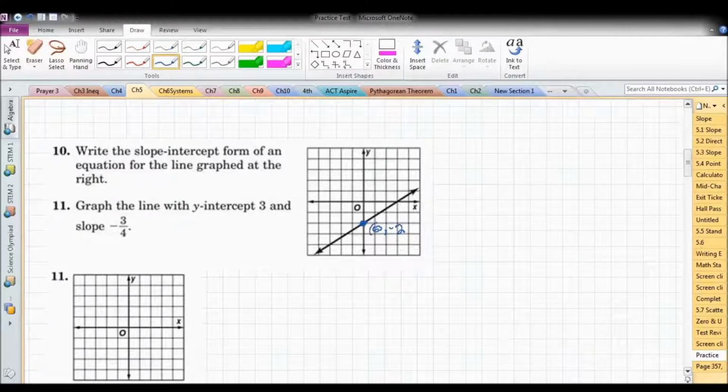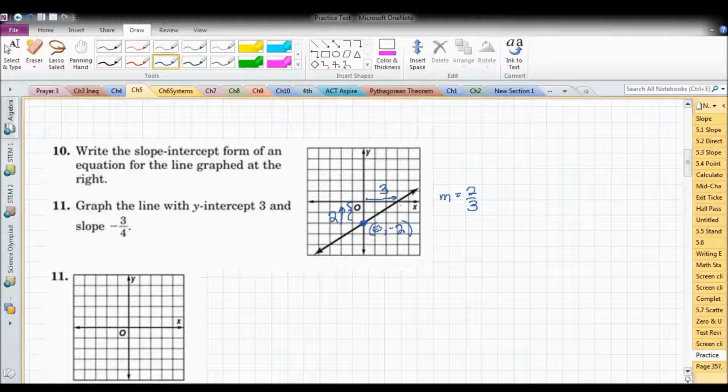For number 10, we have to write an equation from a graph. So I'm going to mark some key points. There's our y-intercept at 0, -2. And we can determine the slope by looking at the graph or by using 2 points and the slope formula. So I'm just going to look at the graph and I see that it rises 2 in the positive direction and goes horizontally 3 in the positive direction. That gives me a slope of 2/3.